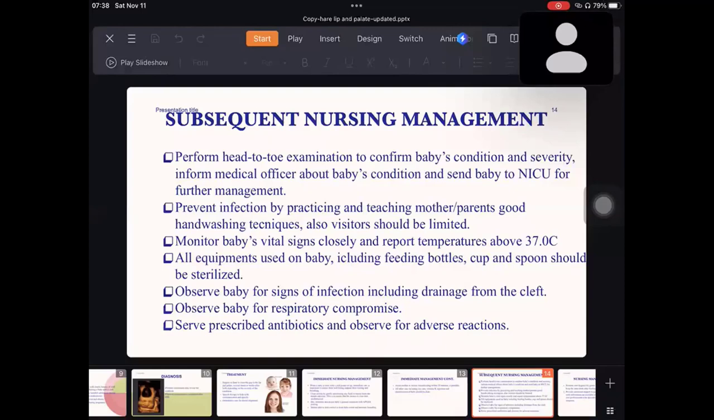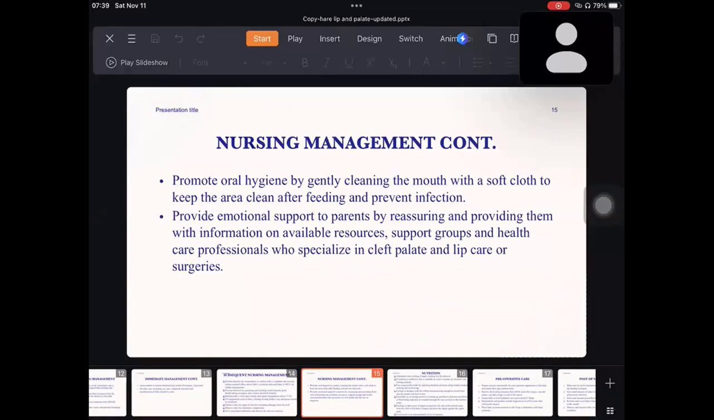The baby, so we serve prescribed antibiotics and we observe for adverse reactions. And we promote oral hygiene by gently cleaning the neonate with a soft cloth to keep the area clean after feeding and to prevent infection.